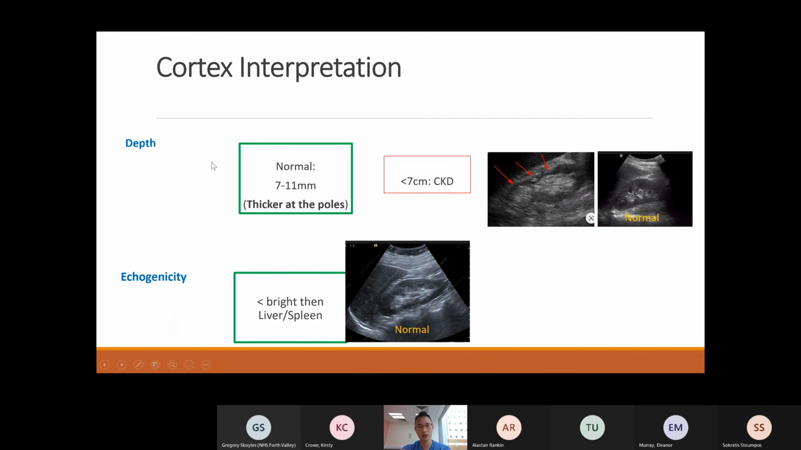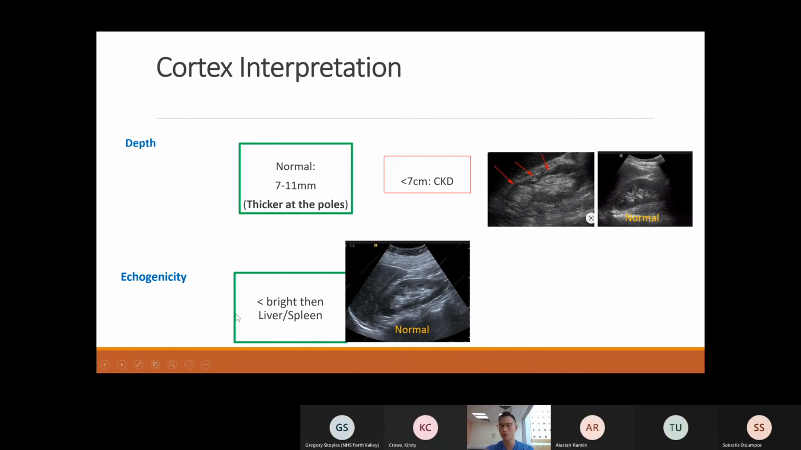The second thing that you look at in the cortex is the echogenicity, so how bright it is compared to normal. Now, how bright should your cortex be? As a ballpark figure, your liver should be brighter, more hyperechoic than your spleen, which in turn is more hyperechoic than your cortex. Simply speaking, your cortex should be less bright than your liver.